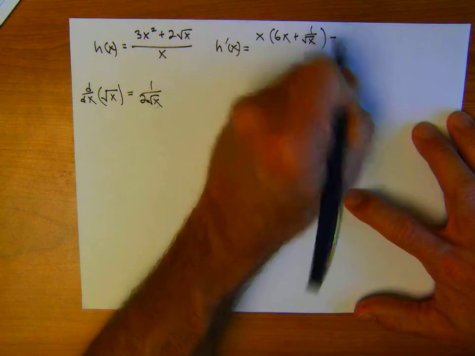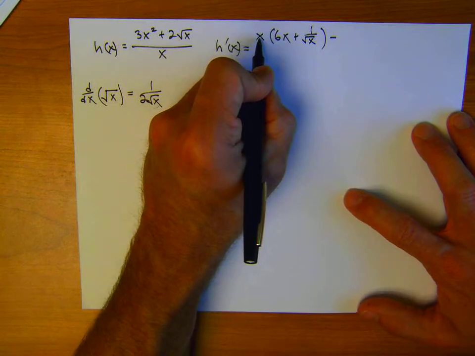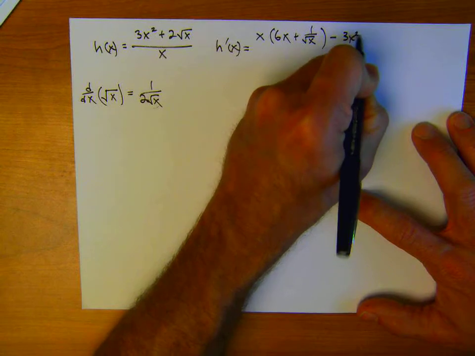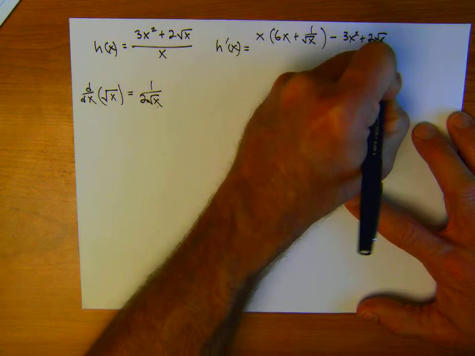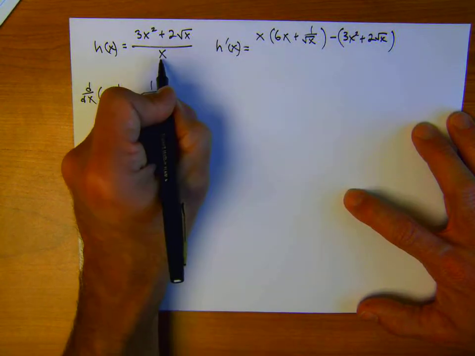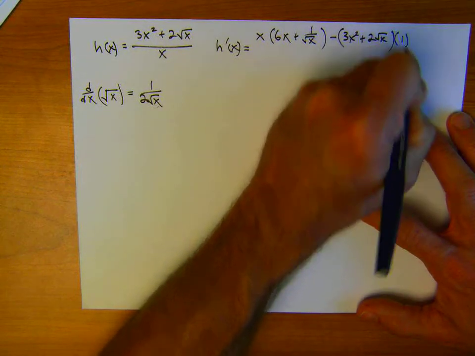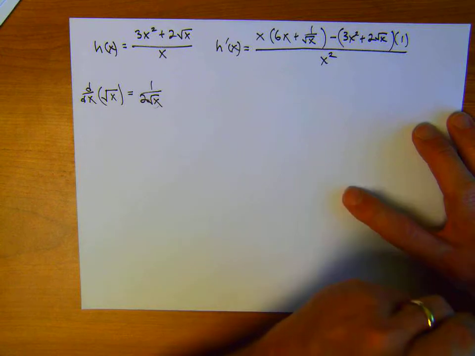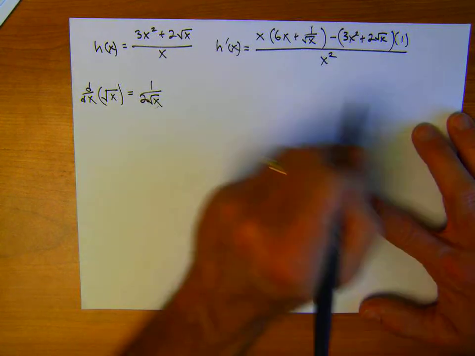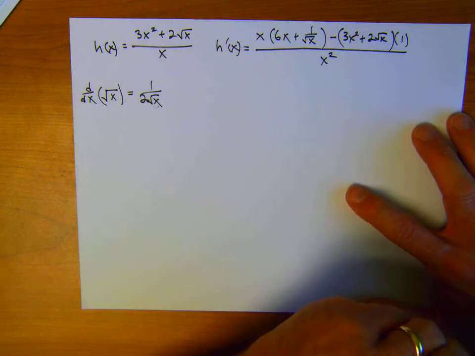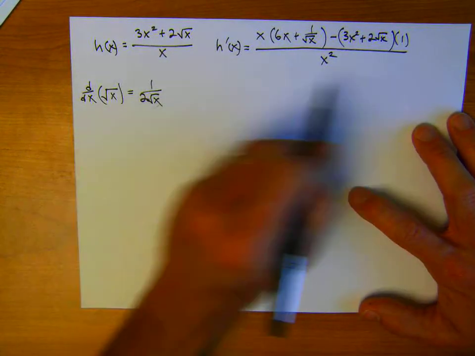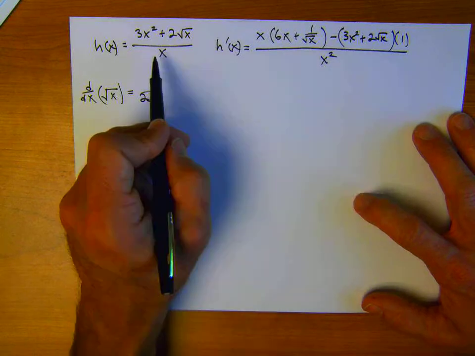All right? So that's for the first half, the bottom times the derivative of the top, and then I have the top, 3x squared plus 2 square root of x, times the derivative of the denominator, which is just going to be 1, over the denominator squared. So there you have it. Again, I'm not interested in simplifying this. That is the derivative.